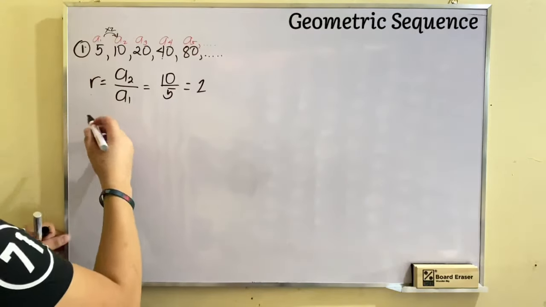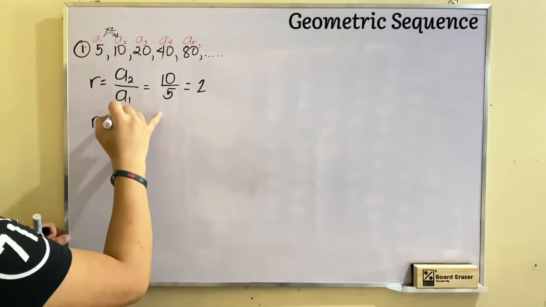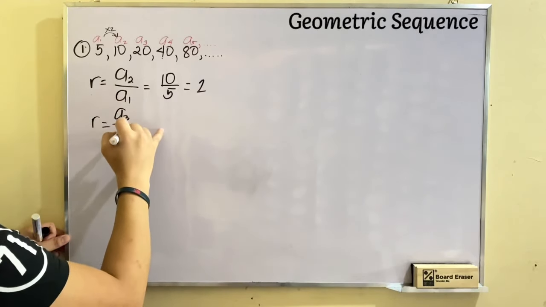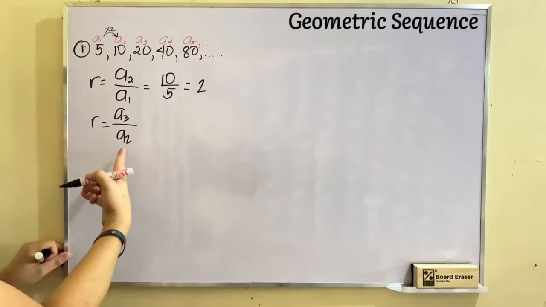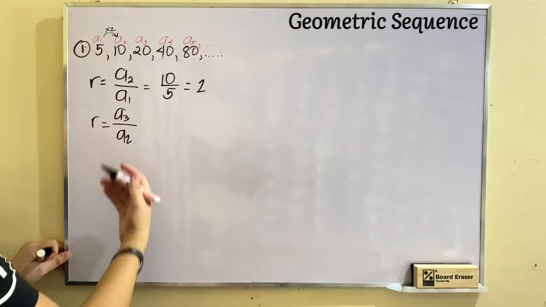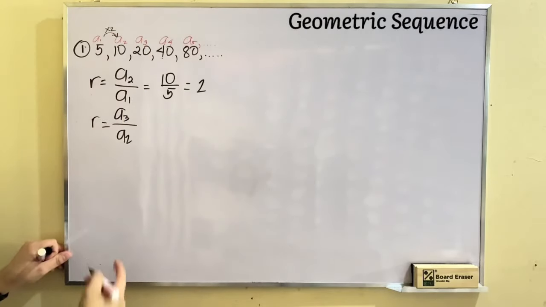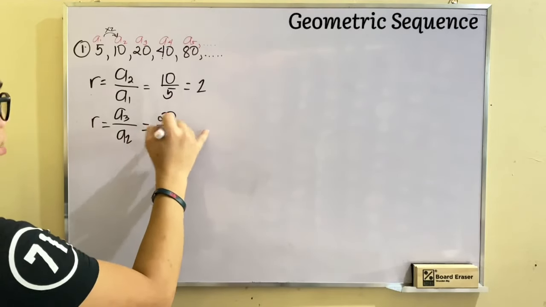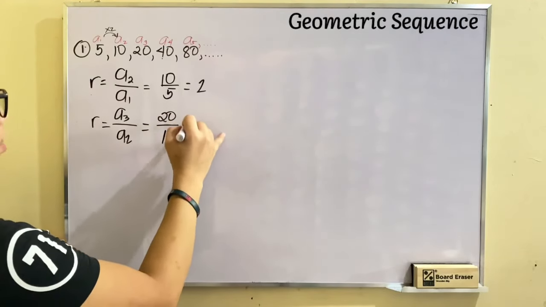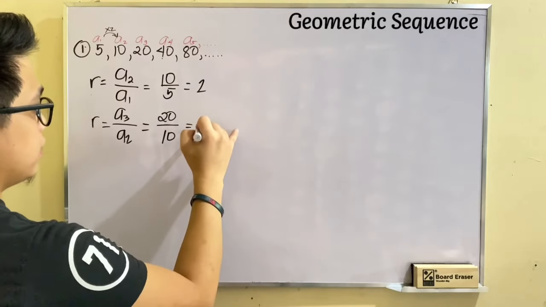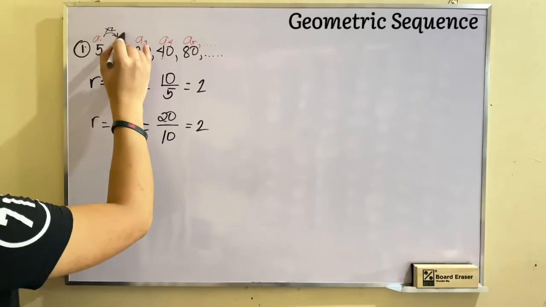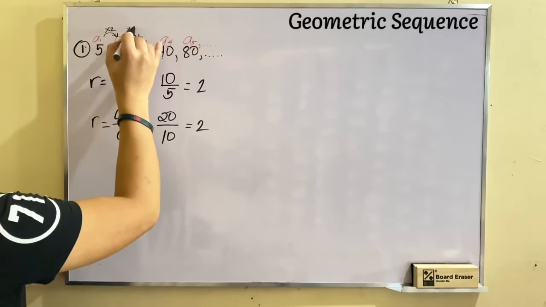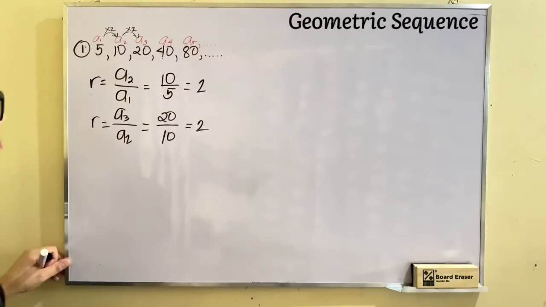Next, so pwedeng r is equal to a sub 3 divided by a sub 2. Hindi a sub 1, hindi siya laging a sub 1. Dapat, kung ano yung sinusundan niyang term, doon mo siya i-divide. So, a sub 3 is 20 divided by a sub 2, which is 10. 20 divided by 10 is 2. So, a sub 2 times 2 is 20.